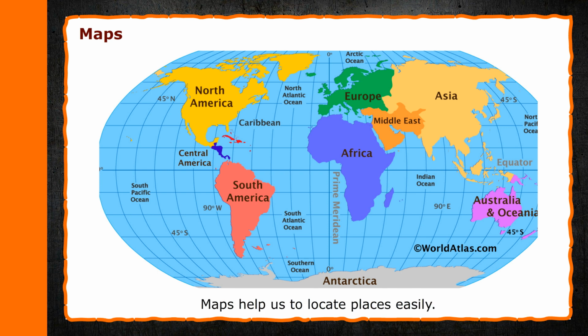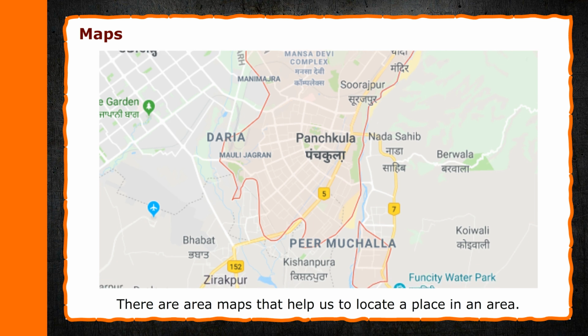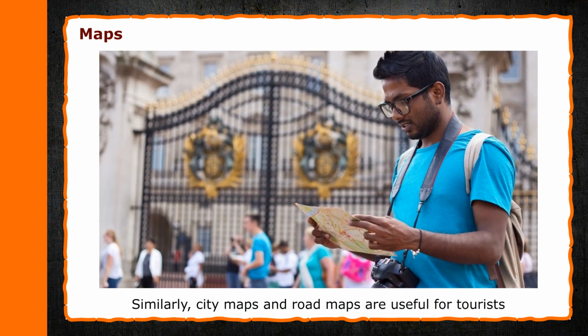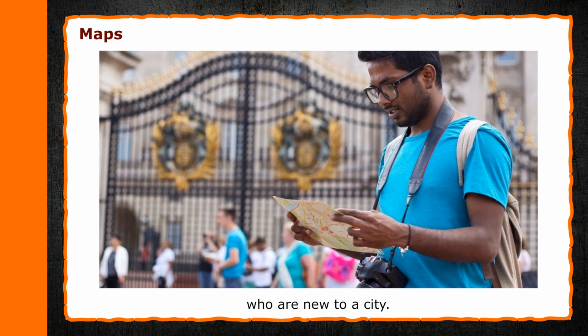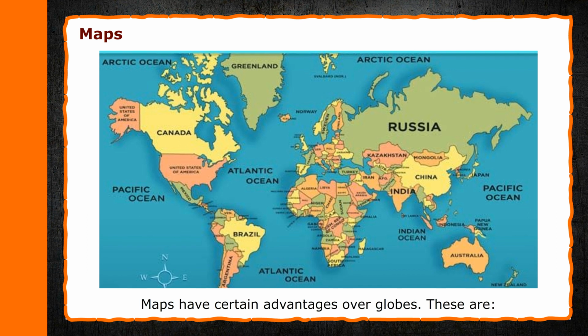Maps help us to locate places easily. There are area maps that help us to locate a place in an area. Similarly, city maps and road maps are useful for tourists who are new to a city. Maps have certain advantages over globes.